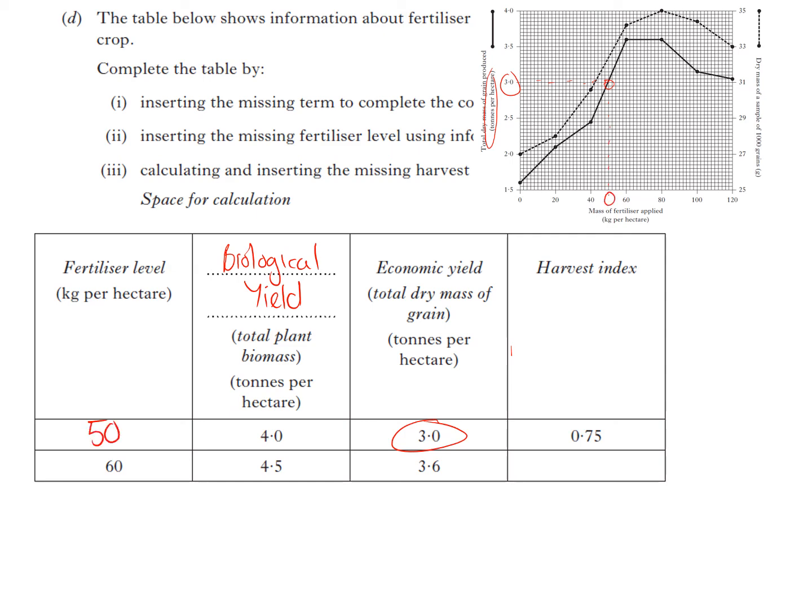Okay, so this one here, the harvest index, well, you have to just figure out what it is. If this is 0.75 and you've got 3 and 4 here, the relationship there is, well, that's 3 divided by 4 because it's 3/4. So this one must be 3.6 divided by 4.5. So 3.6 divided by 4.5 gives you 0.8. And that's it. So don't worry about the first one, but you certainly can get these two.